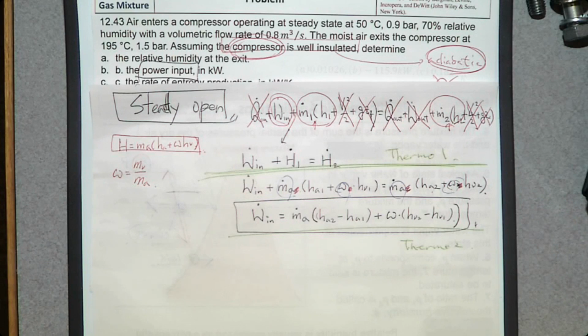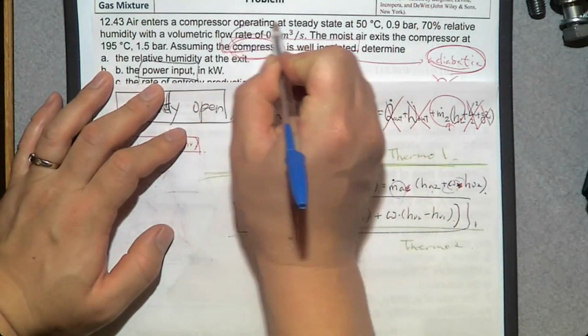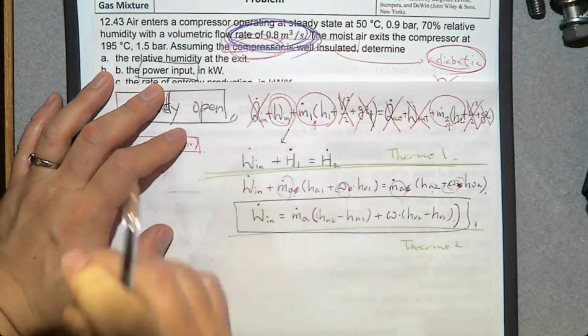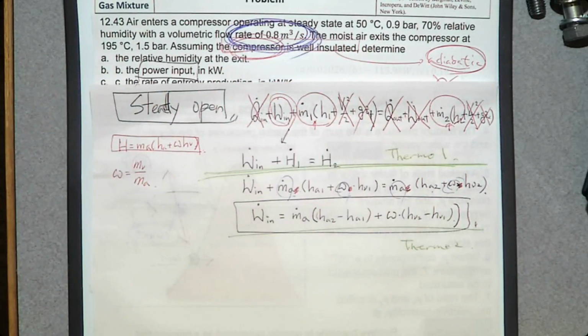So I guess it's time to analyze the system. Let's evaluate one by one. This power input is the unknown that we want to determine. So W, the power input, is what we want to determine. Then what about this m dot A? Do we know m dot A? We don't. However, we have information to determine it: the volumetric flow rate. So we have the volumetric flow rate, so we can determine m dot A, no problem.